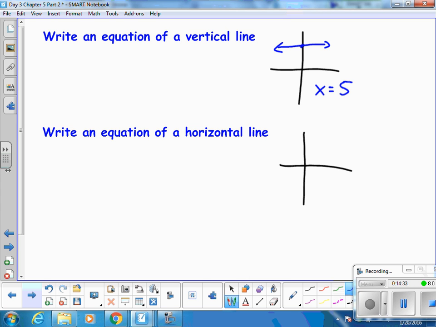Or maybe I've got one right here, and in that case, x might equal like negative 1. Same with the horizontal line. If I get a line going right here that's horizontal, I'm going to see that y equals maybe like 7. Or if I got a horizontal line right here, I might see that y equals like negative 1. Those are my equations of vertical and horizontal lines.